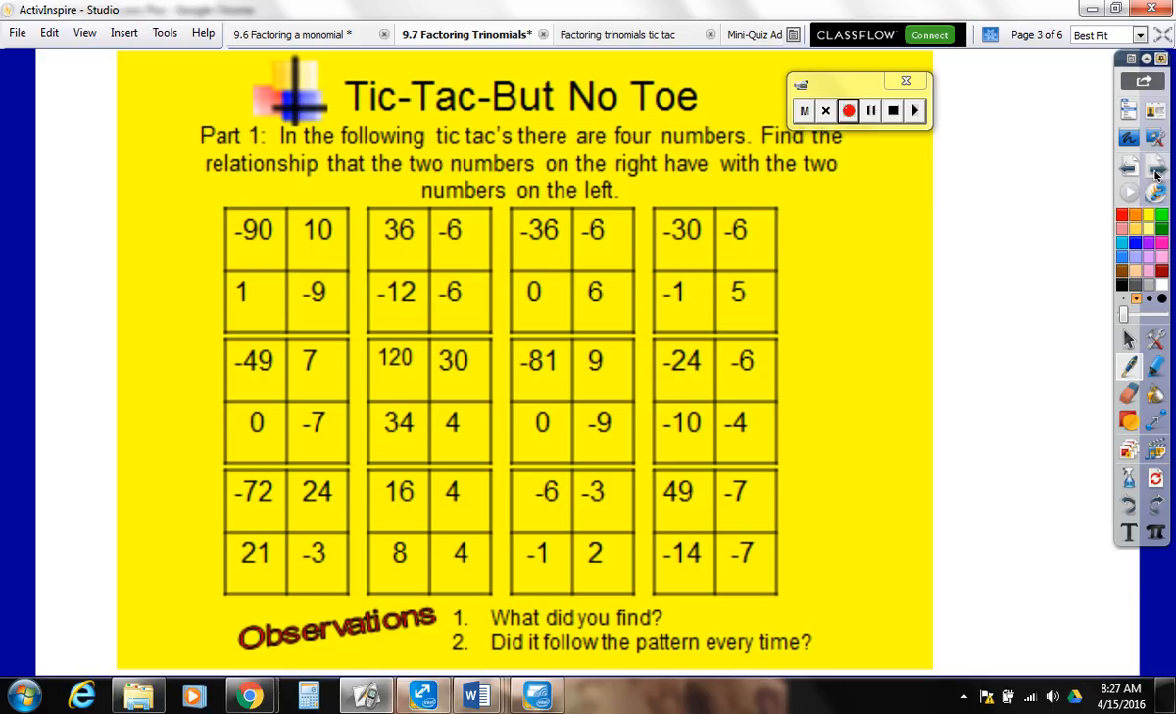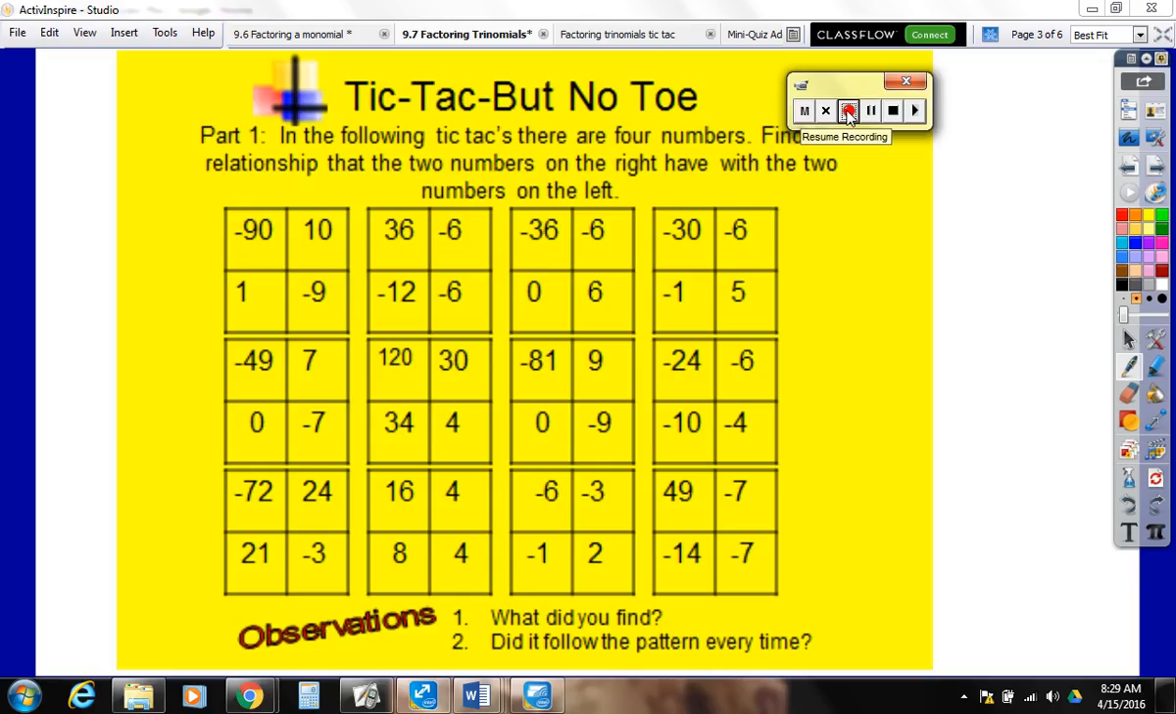Okay, in the following tic-tacs, they call this tic-tac but no toe. There are four numbers. Find the relationship that the two numbers on the right have with the two numbers on the left. So in every one of these tic-tacs, the two numbers on the right can be combined in some way to give you the numbers on the left. So I want you to think for about a minute about what you think that pattern is. And I'm going to pause this for a minute. So if you're watching this at home, this would be a good time to pause and think a little bit.